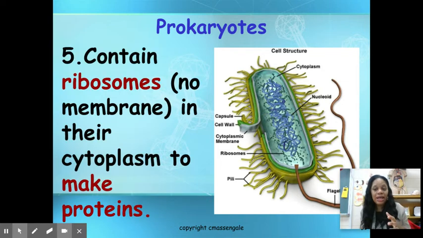Prokaryotic cells will contain ribosomes, but they're naked ribosomes that are floating around in the cell. They're going to just be floating around the cytoplasm. And what these do is they help to make proteins. That's what they're for, and everything that's living is going to need proteins. So what organelle without a membrane is found in bacteria, and what is its function? It's a ribosome, and it's to make proteins.